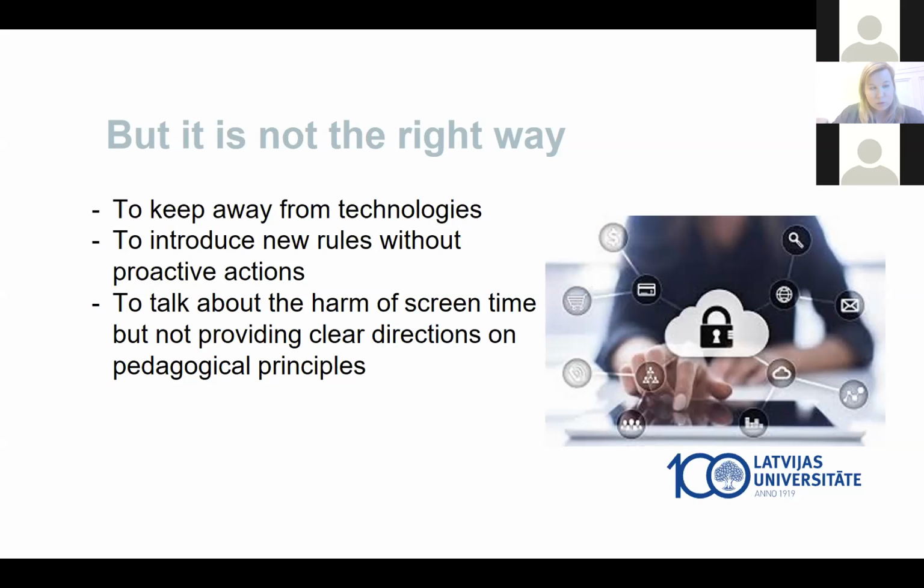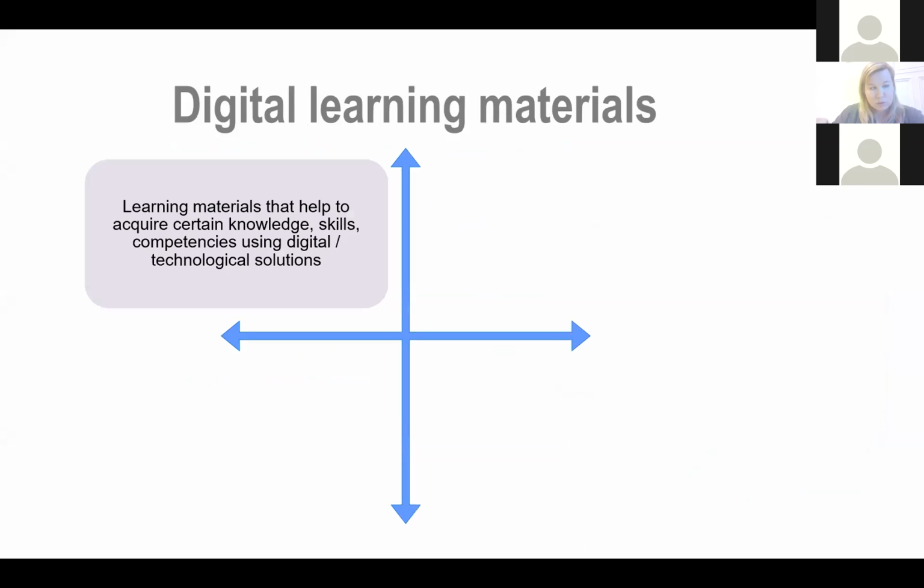There is also a big movement of researches which says that small kids are influenced by screen time, and of course a lot of screen time is not developing, but it's not the answer to the challenges raised by digital learning materials. So I divide digital learning materials into 4 groups. These can be learning materials that help to acquire certain knowledge, skills, competencies using digital or technological solutions, and it can be a wide range of different solutions.